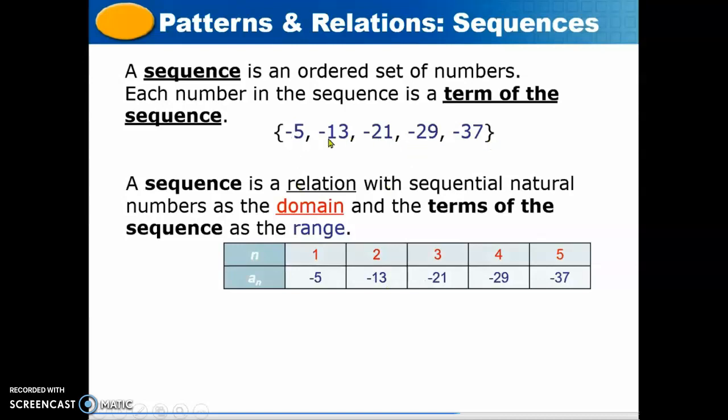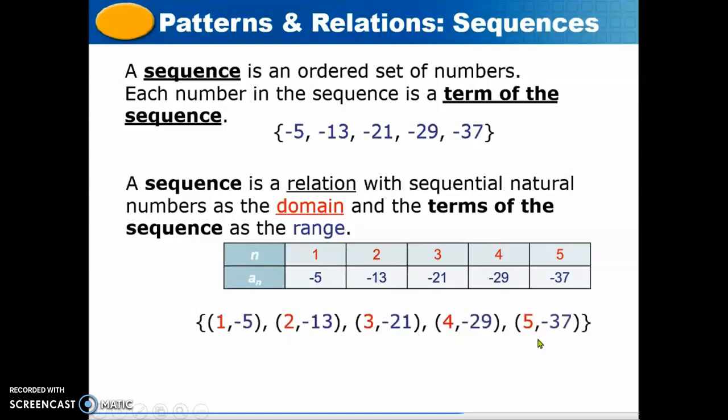This has an input. The input's 1, first term. It has an input. This is the output, as you can see right here, but it does have an input. So we still have domain. We still have range, even if it's written in braces in set notation. Okay, so it can be represented in a table. It can be represented in set notation, and as we saw before, represented as an ordered pair. Okay, all 3 different ways to represent a sequence.